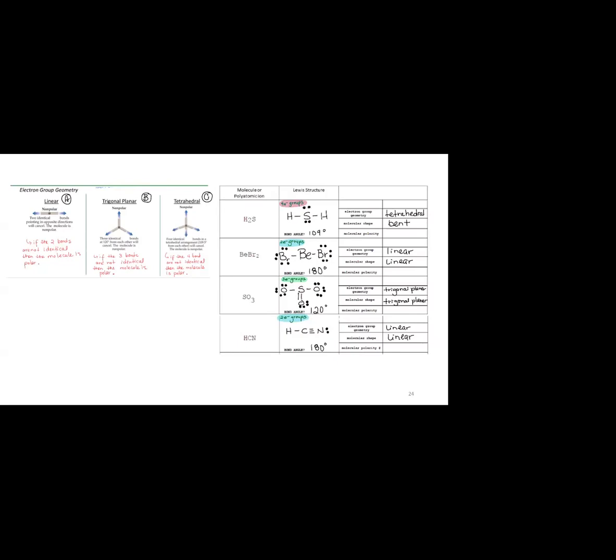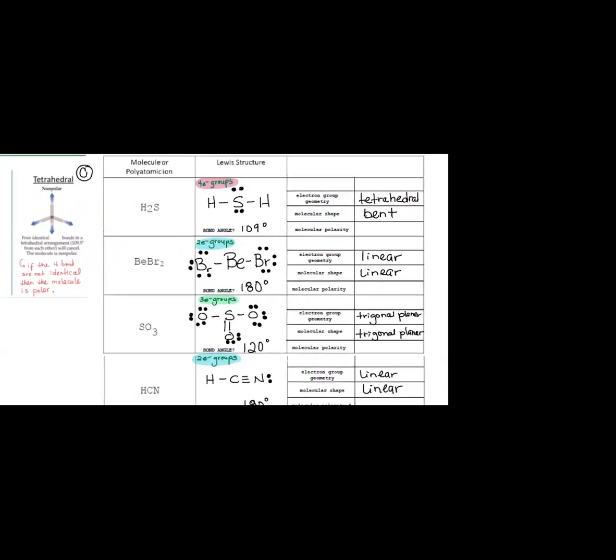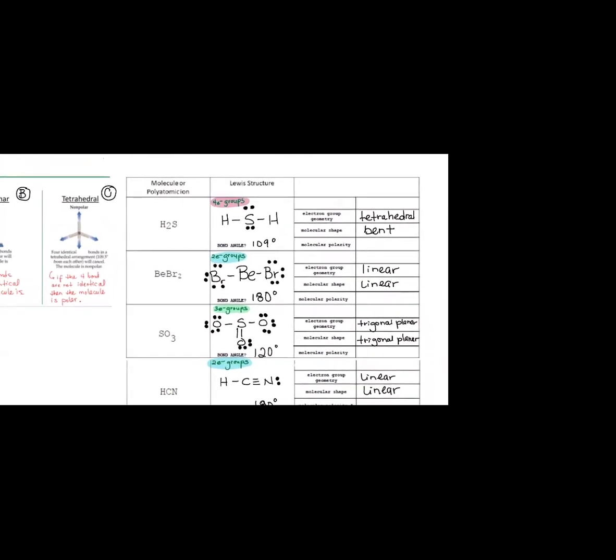For those students that are like, wait, what? Why are we looking at C? Because my electron group geometry is tetrahedral. Okay? So the rule says that in order for my tetrahedral molecule to be overall nonpolar, it needs to have 4 identical bonds. If it doesn't have 4 identical bonds, then the molecule is polar. So what is the molecular polarity for H2S? Polar or nonpolar? P or NP?